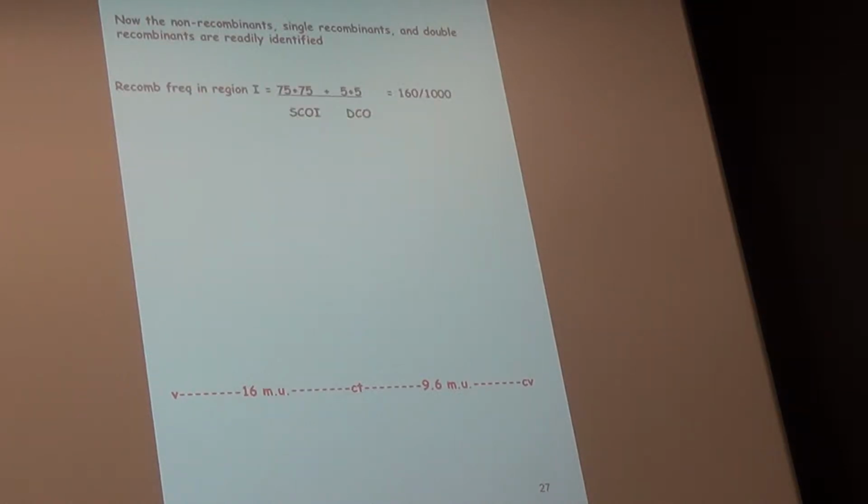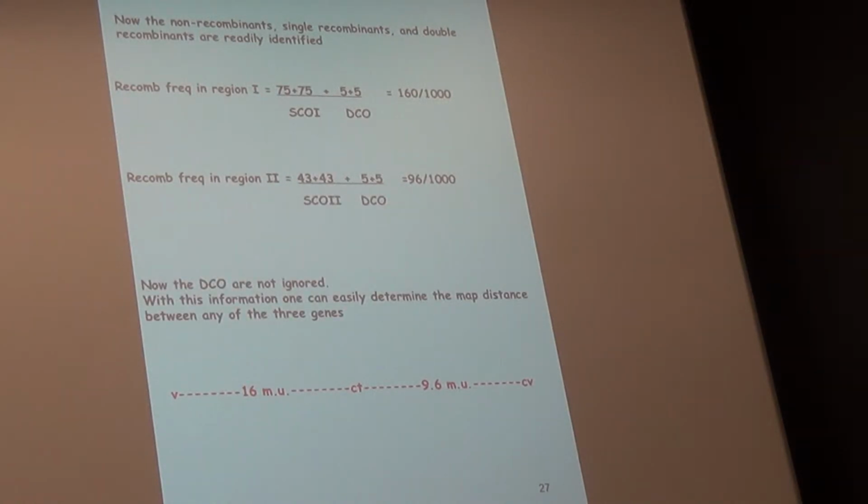And so you calculate that, it becomes 75 plus 75 plus 5 plus 5, which is 160 over 1,000, which is 16 map units, which is exactly the same as what you obtained last time. And the other class is 43 plus 43 plus 5 plus 5, which is 96, which is 9.6 map units. So you get the same answers with 2 different methods of looking at distances. Okay. So what's going on?